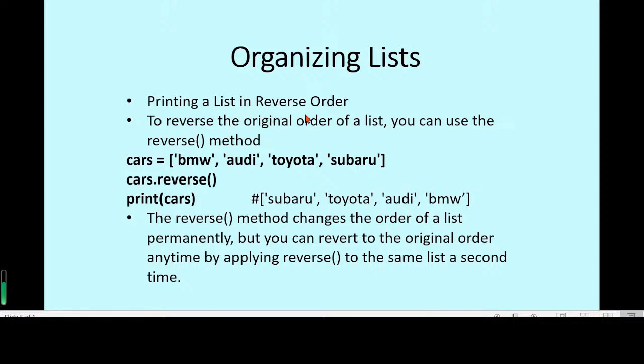Printing a list in reverse order. Just to reverse the original order of a list, which may not be the alphabetical order, you can use the reverse method. So this is the original list. If we use cars.reverse and print cars, then the order of the elements is reversed. So the last one will be printed first. The reverse method changes the order of a list permanently, but you can revert to the original order anytime by applying reverse to the same list a second time.